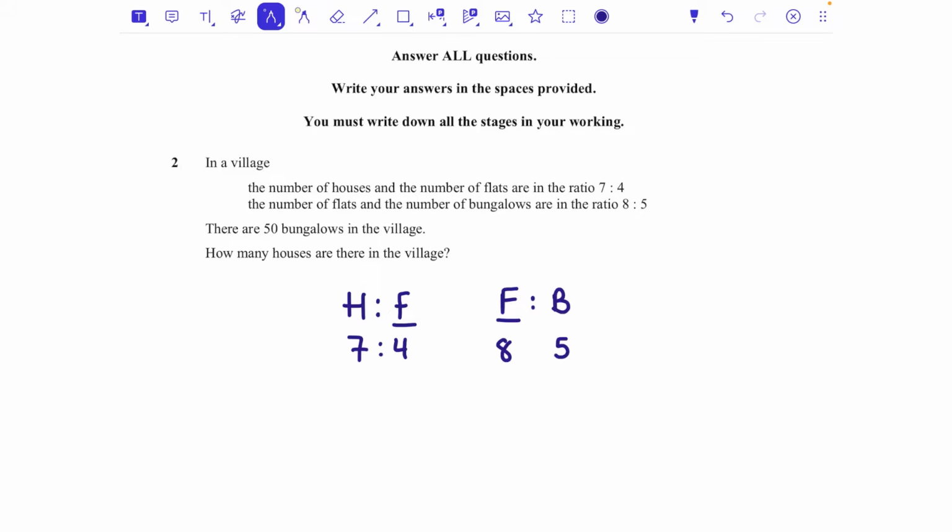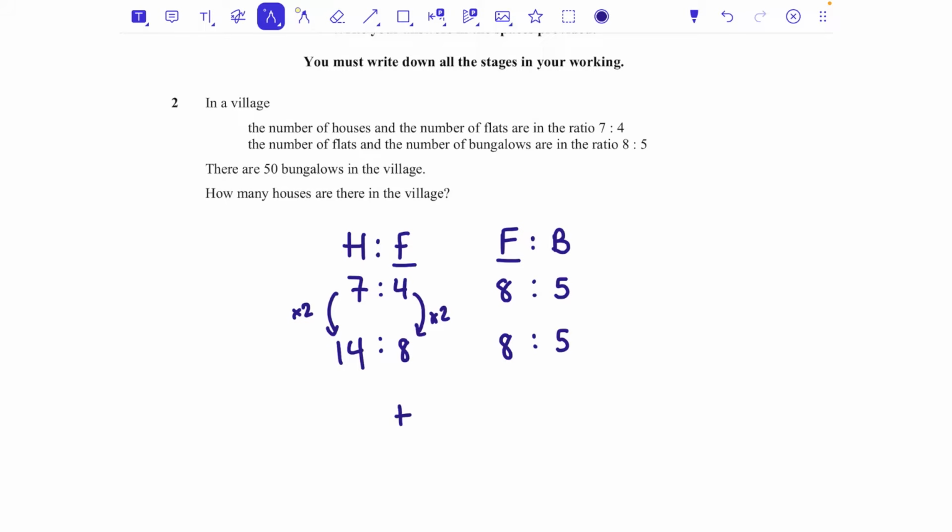So I'm looking for the first number that's in the 4 times table and the 8 times table, and that's just going to be 8. So let's make both of these values 8. To do that, I'm going to multiply this ratio by 2. To keep it equivalent, if you multiply one side by 2, you also have to multiply the other by 2. So the ratio of houses to flats to bungalows in this village is 14 to 8 to 5. So we've combined that ratio.